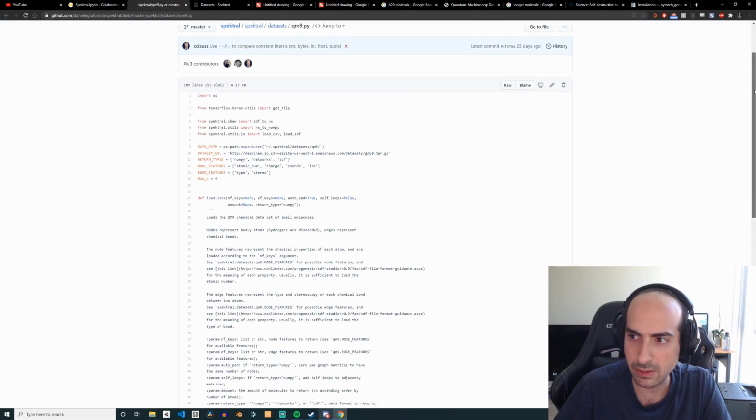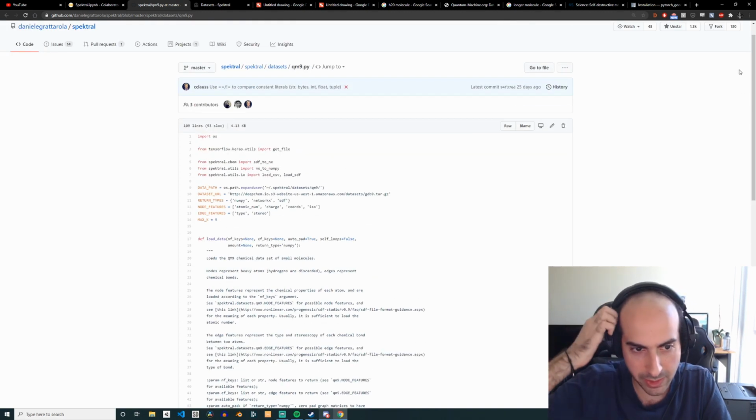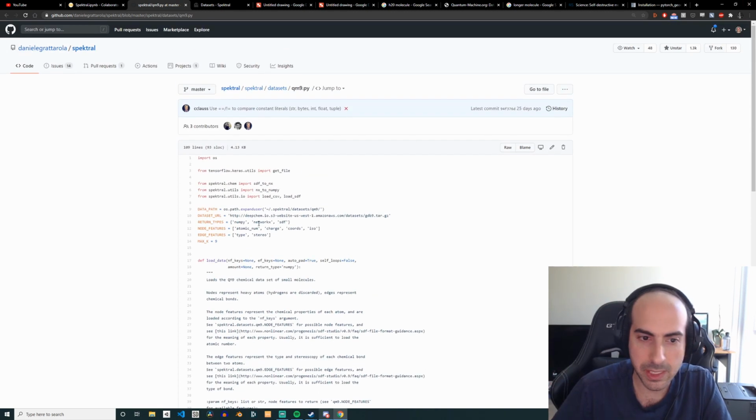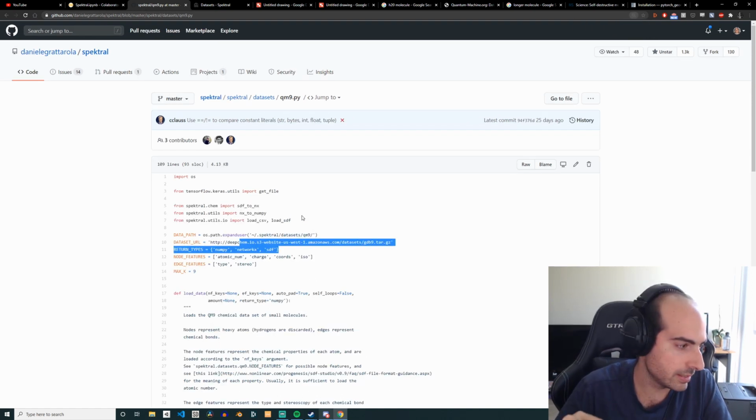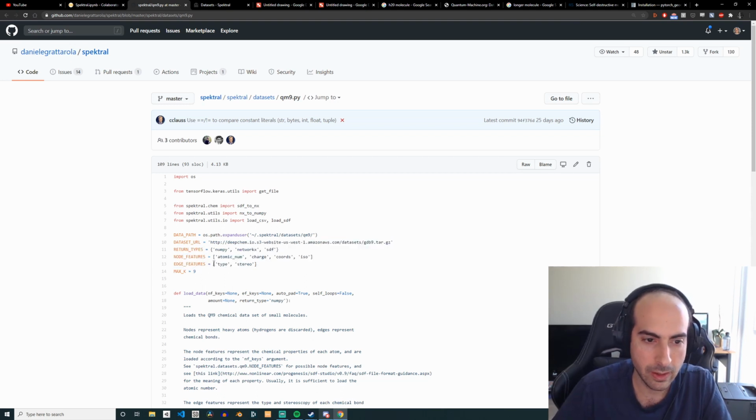So I'll just give this a very quick look. What they do is download it from the DeepChem project. DeepChem is, I would guess, the gold standard for libraries that do anything with molecular chemistry. You can see there are node level features, which is the atomic number, corresponding to which atom this is, so it's an ID. There's the charge, the coordinates, and then the ISO, so spin. Is it spinning up or down?